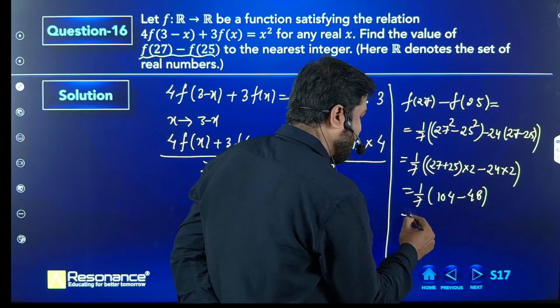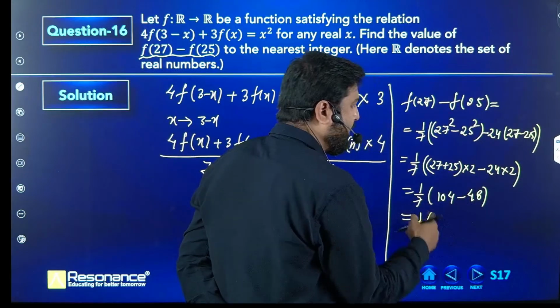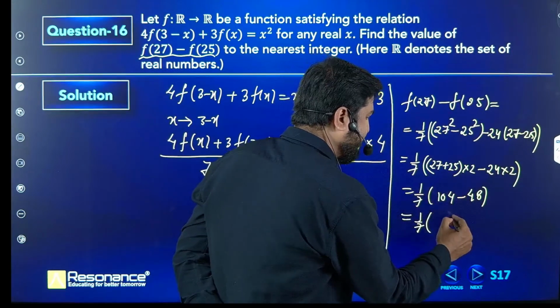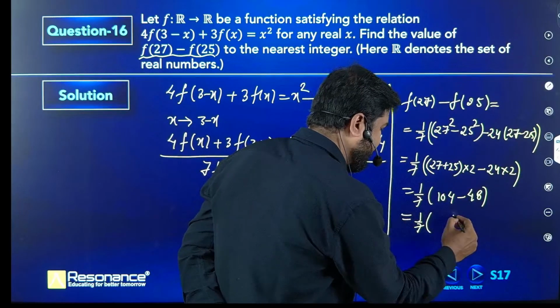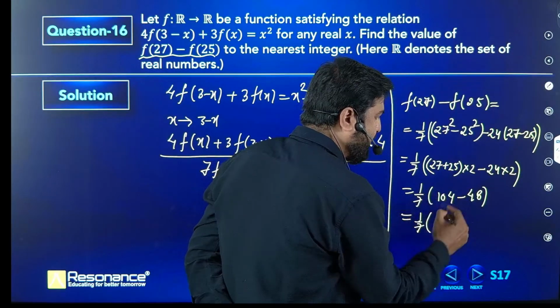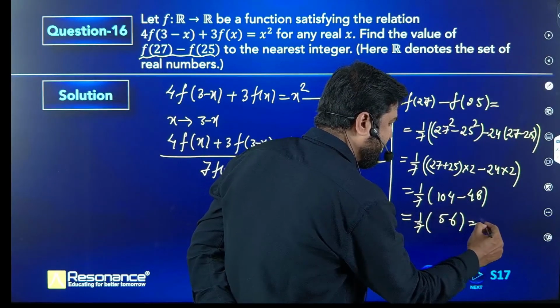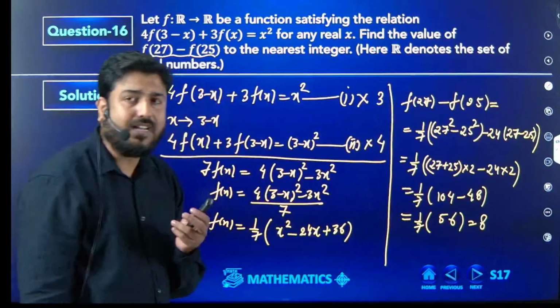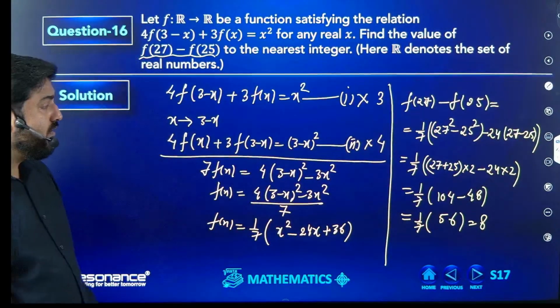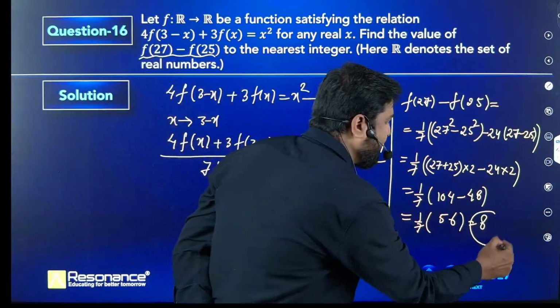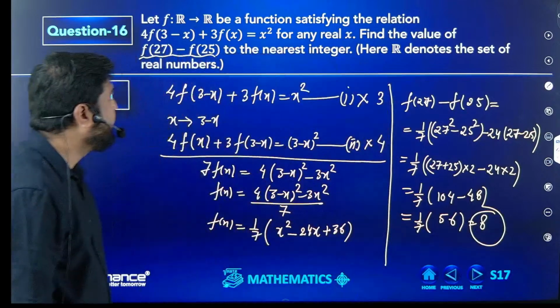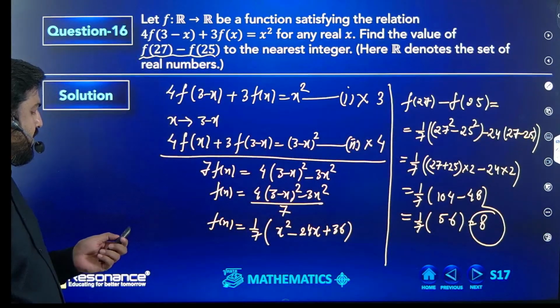Now subtract: 1 by 7, this is nothing but 14 minus 8, which is 6, and 9 minus 4 is 5, and this gives 8. So the final answer in this question is 8. Okay, now next question.